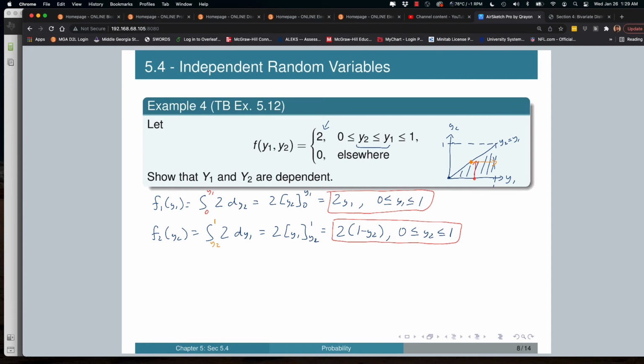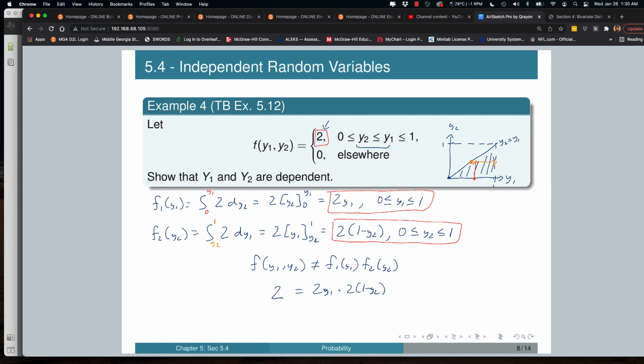And last but not least, to show that they're dependent, we're showing that f of y sub 1, y sub 2 is not equal to f sub 1 of y sub 1 times f sub 2 of y sub 2. And that's saying 2, the original joint function, we're trying to see, is it equal or not equal to, in this case, 2 y sub 1 times 2 times 1 minus y sub 2 for the second function. And we could multiply those together if we wanted to, but we don't need to.